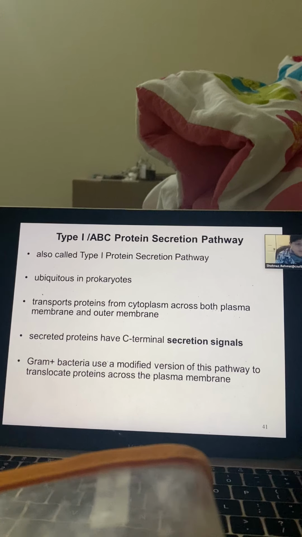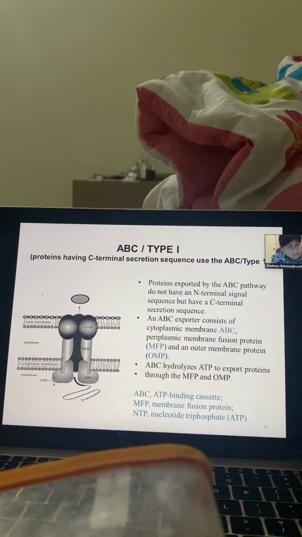Gram-positive bacteria use a modified version of this pathway to translocate proteins across the plasma membrane. So ABC type 1, as we call it, remember they have a terminal secretion sequence also. So here is a model given to you to understand how this is happening. So proteins are being transported by the ABC pathway. These do not have an N-terminal signal, but they have a C-terminal secretion sequence.